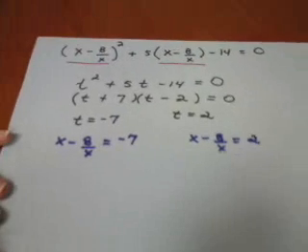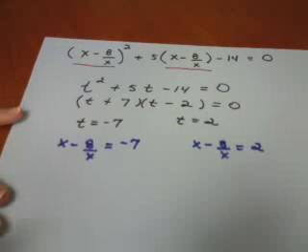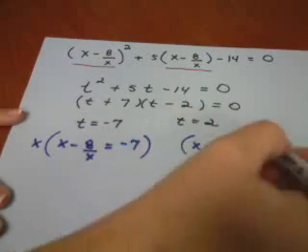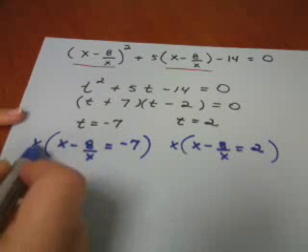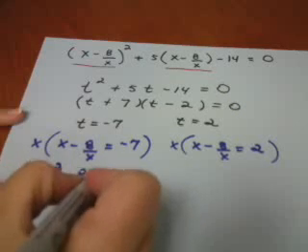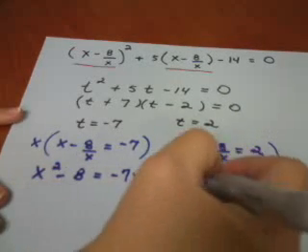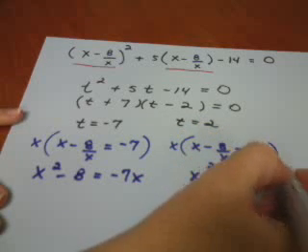Now when solving these two equations, you first have to multiply everything by x. That gets rid of that variable in the denominator. So when I multiply the entire equation by x, I'm going to get x squared. When I multiply x times 8 over x, the x is canceled, so I get minus 8 equals negative 7x. In the other equation, I'll get x squared minus 8 equals 2x.